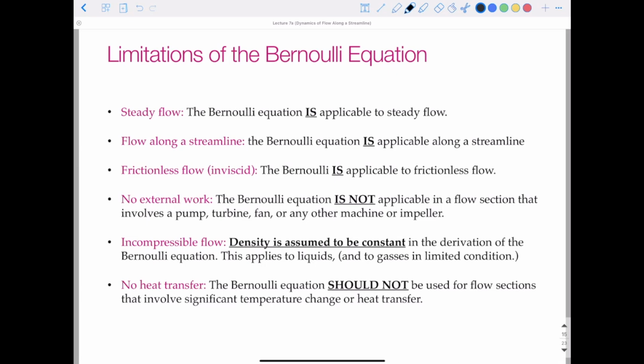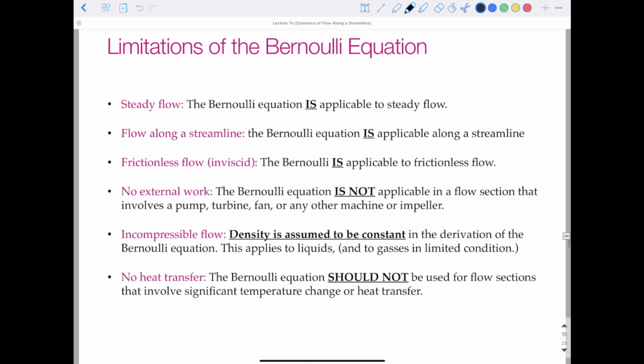It cannot work for compressible flow, so it is only valid for incompressible flow. When we integrated Euler's equation, we assumed that the density was constant, so it's only valid for liquids and gases that are at low velocities where we can assume incompressibility. And then again, similar to no external work, there can't be any heat transfer because the properties of the fluid would change with temperature. We should not be using Bernoulli's equation for any flow sections that involve a significant temperature change.